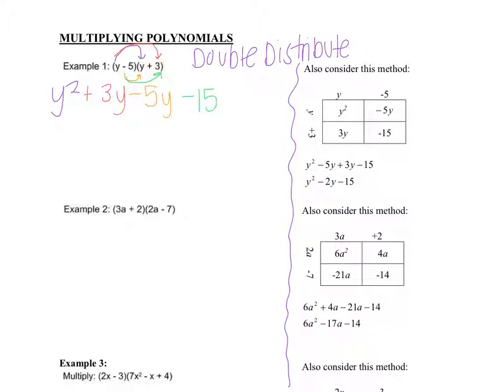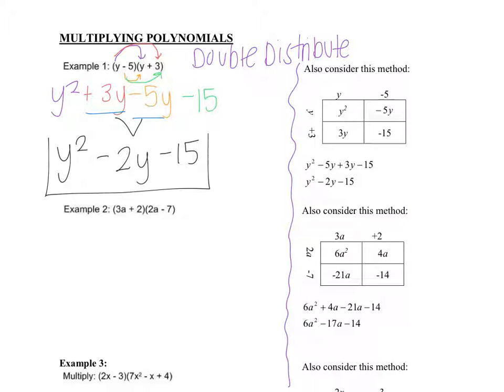So first I double distribute and then I combine like terms. So in this case I have a positive 3y and a negative 5y. So when I combine, I keep the y squared, I combine these to make a negative 2y, and I keep the minus 15. So final answer is y squared minus 2y minus 15.